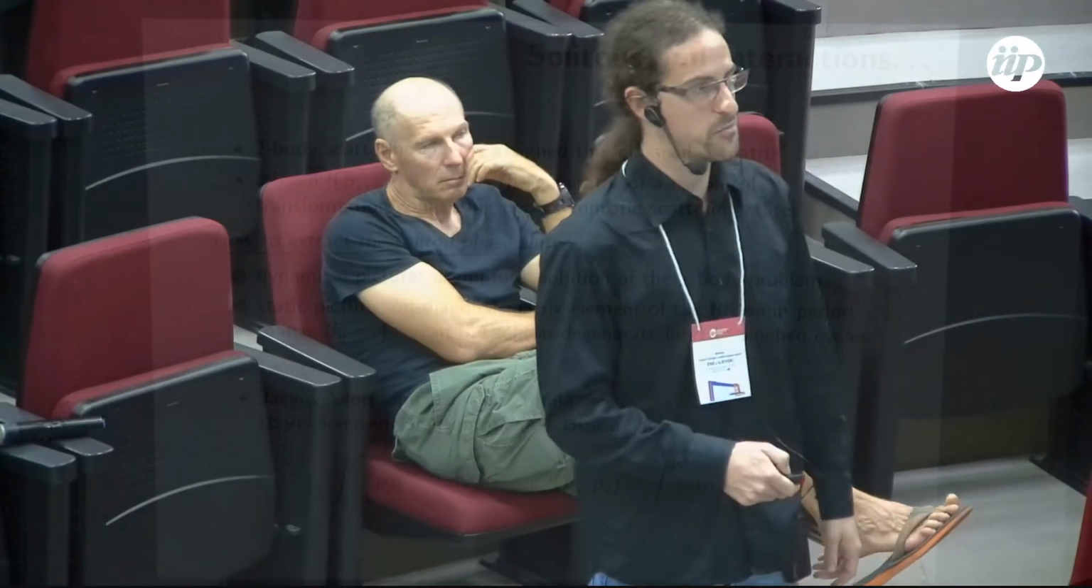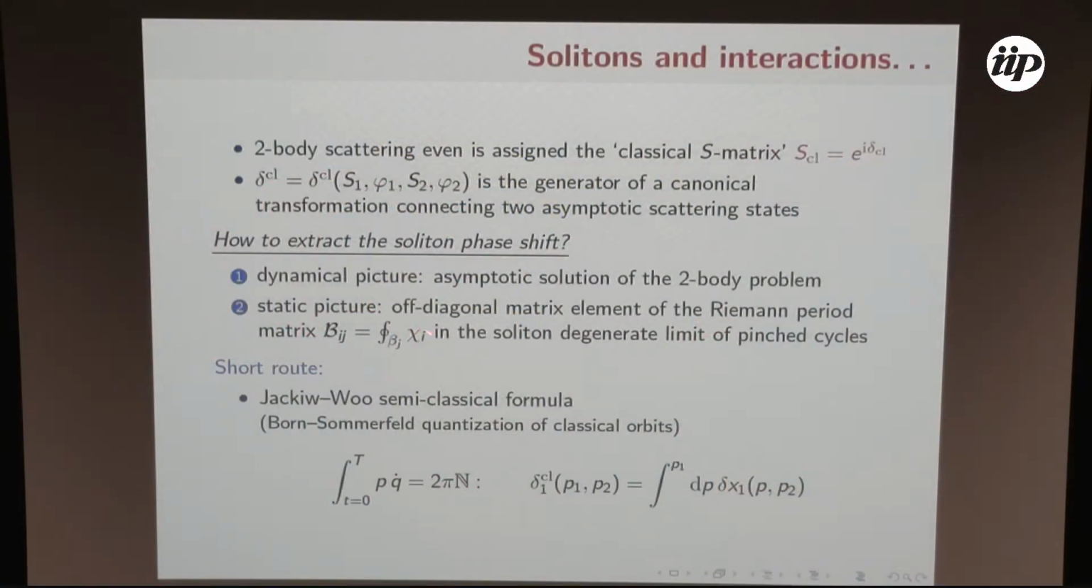But there also exists a static picture, which is based on the computation of the off-diagonal elements of the so-called Riemann period matrix. The Riemann period matrix is where you compute the beta cycle of your holomorphic differentials, and it turns out that the information this object contains is the interaction between the nonlinear phases in your n-phase solution. So if I take the soliton degeneration limit of this object, I will exactly retrieve the scattering phase.